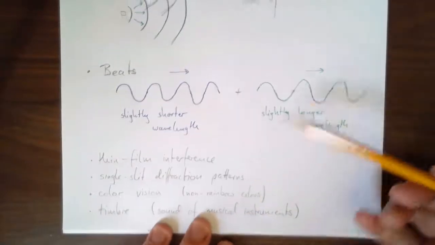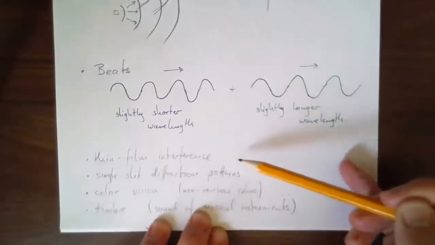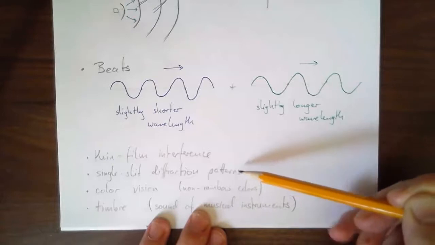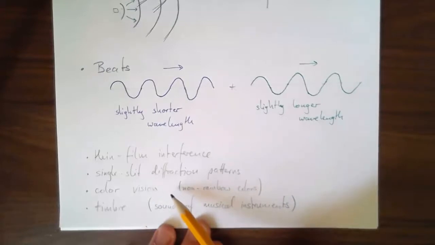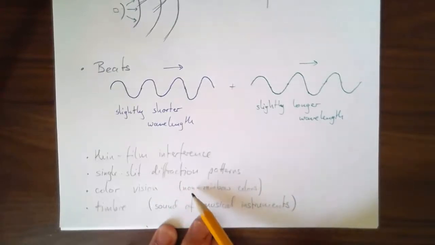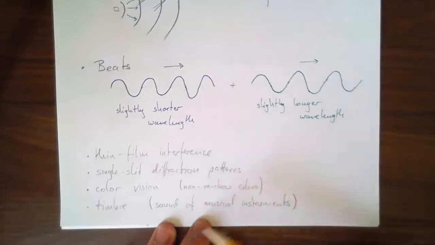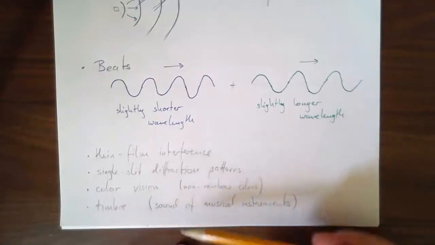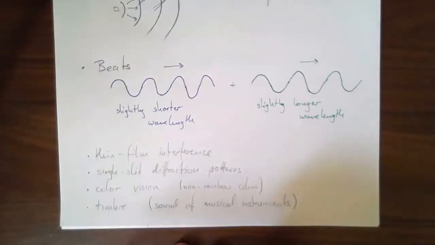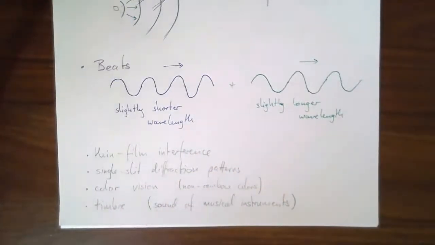Single slit diffraction patterns, a little bit like a double slit. If you've got one tiny slit, still things aren't quite what you perhaps expected. So let's study that more closely. Color vision, and specifically how do we see non-rainbow colors like white or brown? How do those show up? Again, we are perceiving a superposition of different frequency waves. And timbre, the sound of different musical instruments, ultimately is down to not just having a single sine wave, but a bunch of different sine waves at different frequencies.